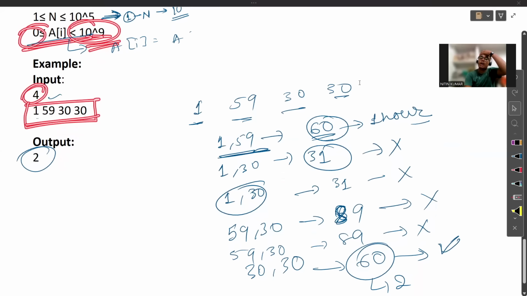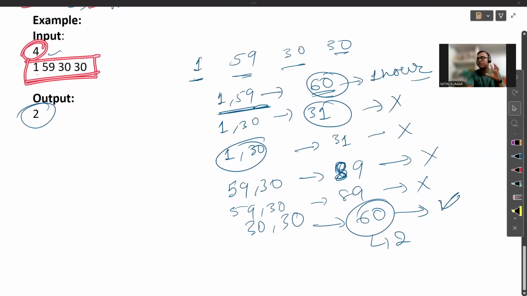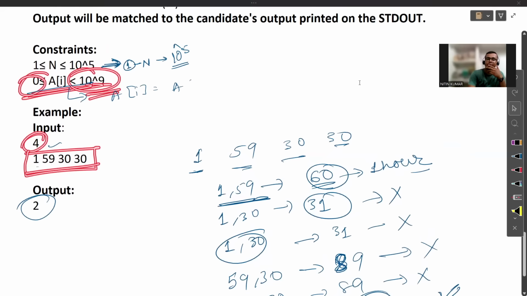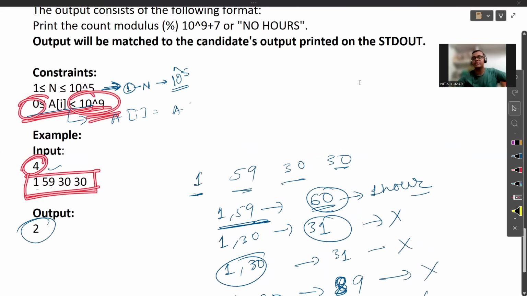Now that you have understood what the problem statement is, I want your attention on the second constraint: the value of A could be 10 to the power 8. It is less than 10 to the power 9, so it could be 10 to the power 8. That is a possible value, no?